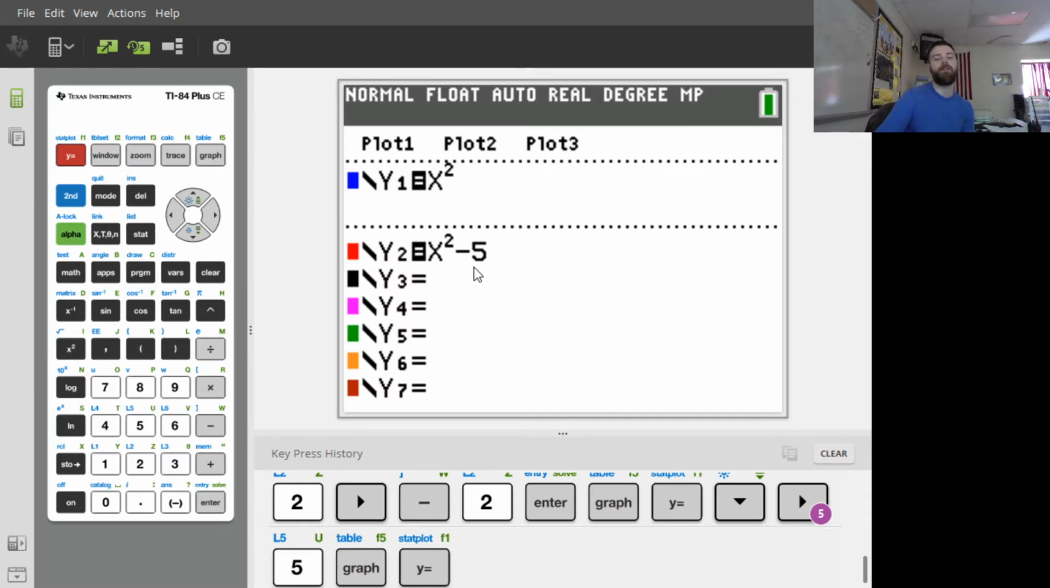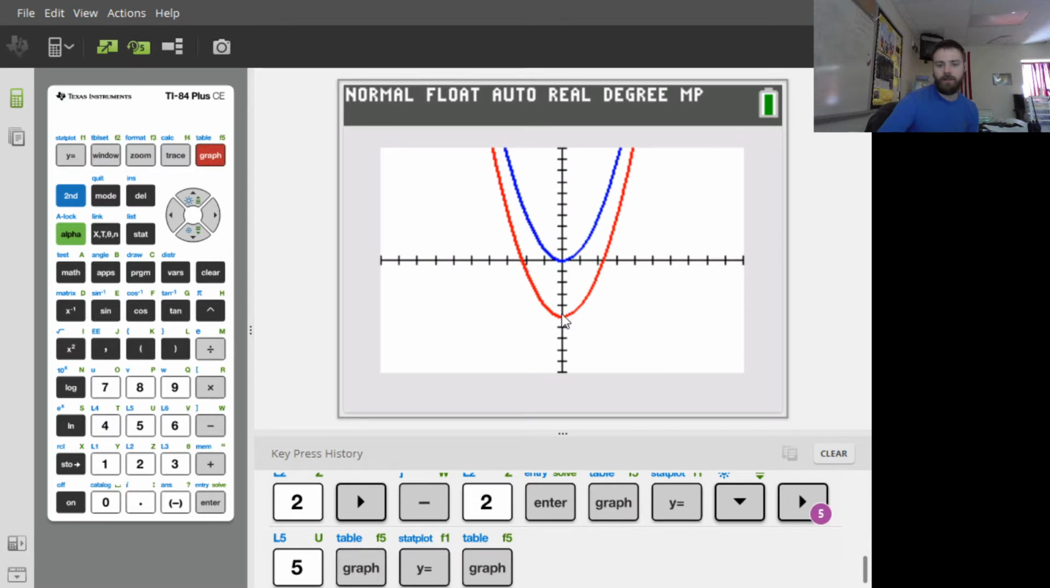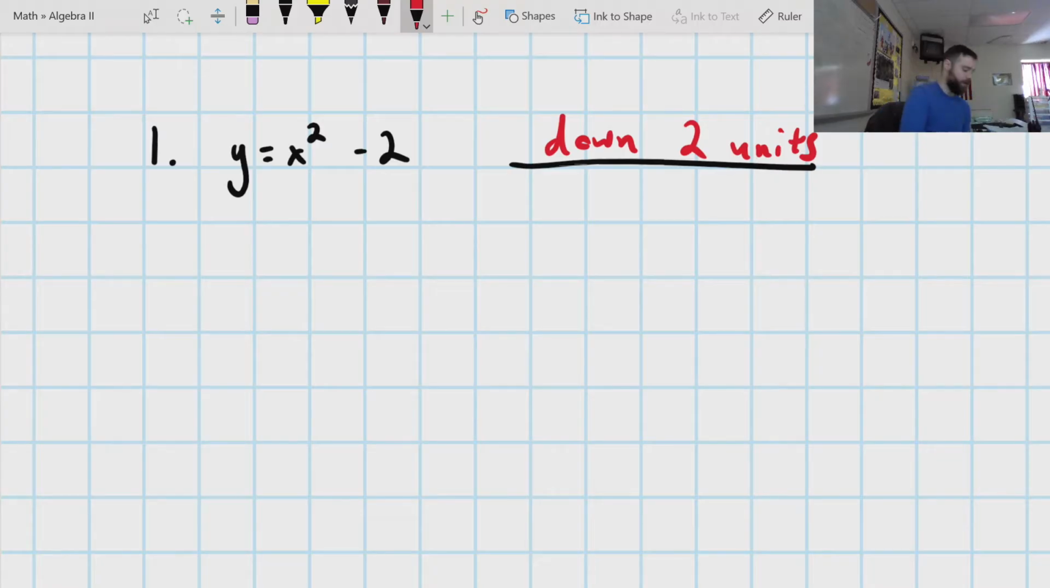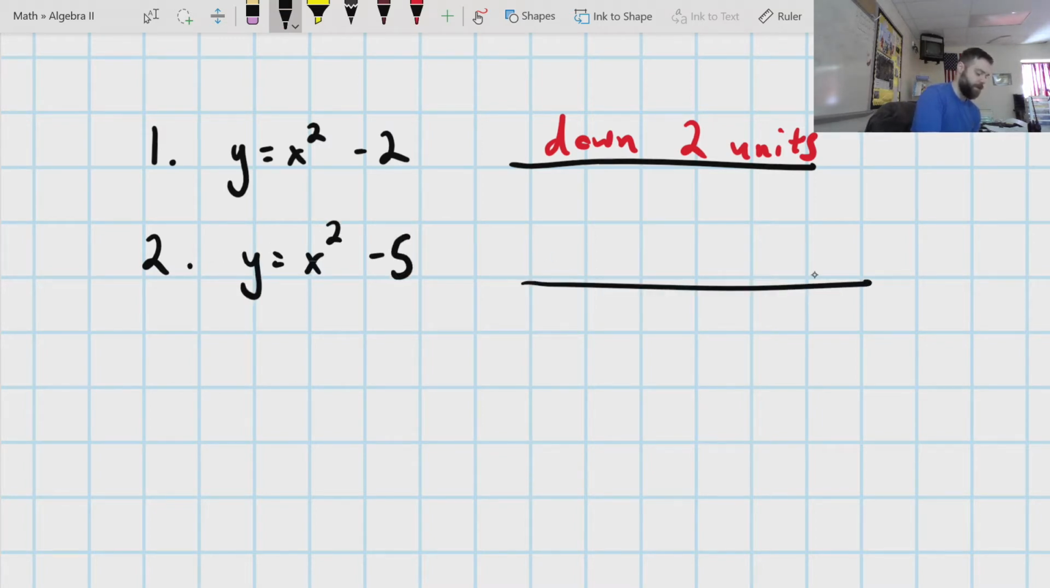So if I take a look here, you can see this is shifting down 5 units. So over here, I've got graph 2, y equals x squared minus 5. I'm going to note its shift, which is down 5 units.